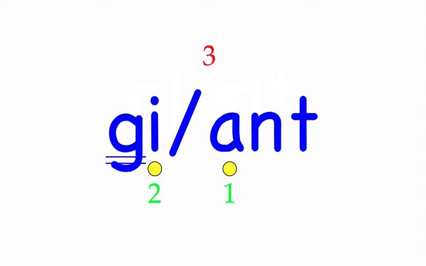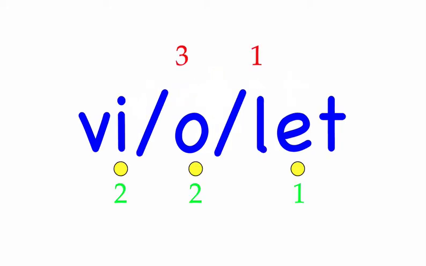Violet. A violet grew in the pasture. Violet. First syllable vi, 2 sounds: V, I. O, 1 sound. Let, 3 sounds: L, E, T. Vi, o, let. Mark the word. Violet.